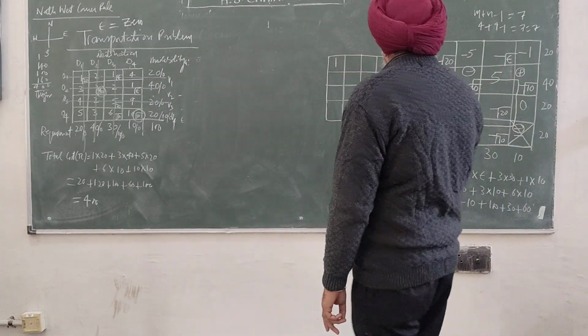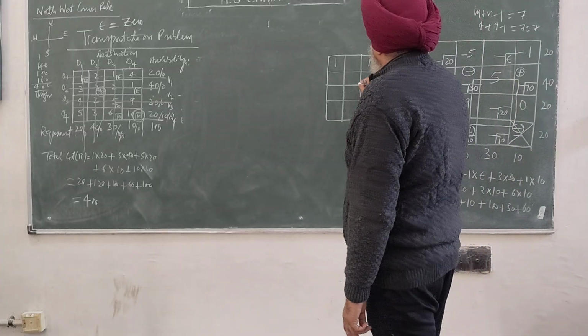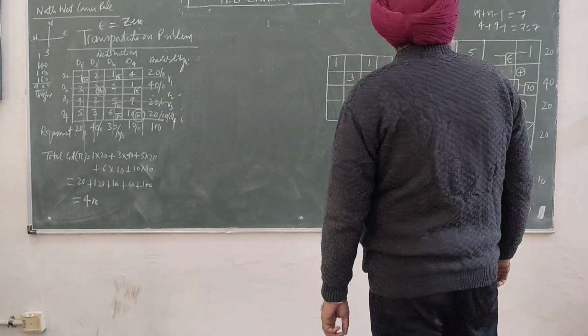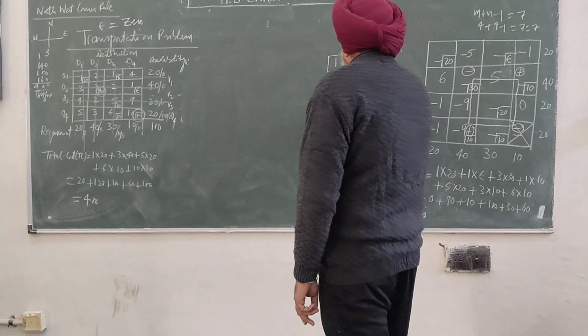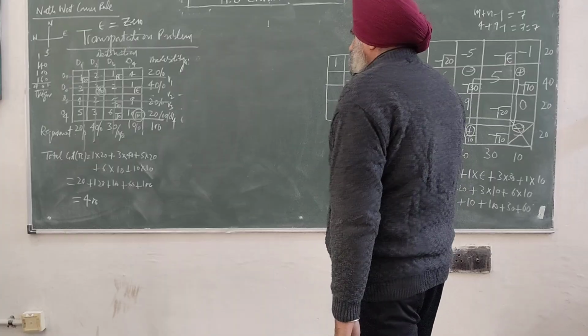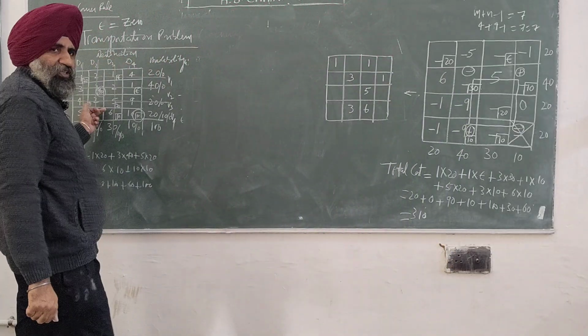Take the cost matrix for the allocated cells. Again 1, here it is 3, here it is 1, here it is 5, here it is 3, here it is 6. This is the cost matrix for the allocated cells.